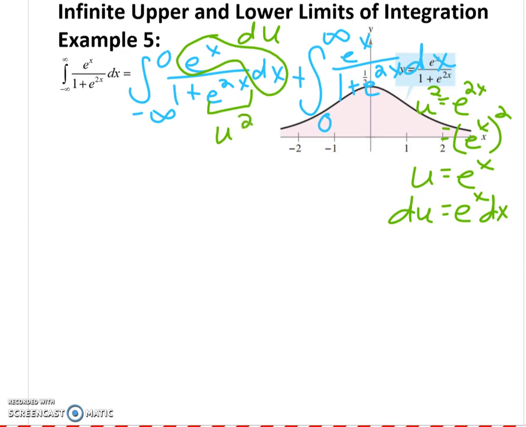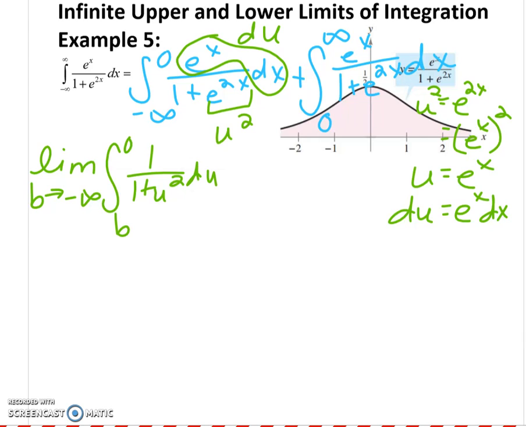So that makes that first integral, for example, the limit as, we'll say b goes to negative infinity of the integral from b to 0 of 1 over 1 plus u squared du. And then we'll worry about the other one with the 0 to infinity in just a minute because it's going to be a lot of the same work till we get to the end there. So that integrates back to inverse tangent. So this would be the limit as b goes to negative infinity of inverse tangent u.